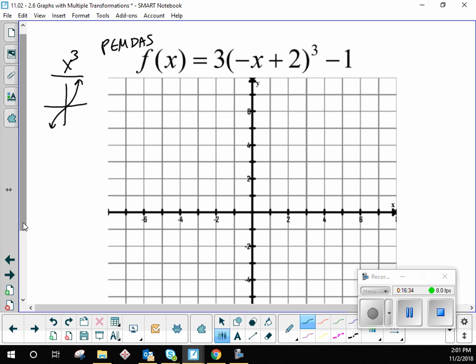So in this case, when we're starting inside the parentheses first, we'll take care of plus 2, which is an insider's lie. So our first transformation is left 2. And then a negative in front of the x is a reflection over what? Over y, right? Because this is taking the opposite value of x. So if your x was a positive 4, now it's going to be a negative 4, which flips it over the y-axis. So that's going to be an over y reflection.